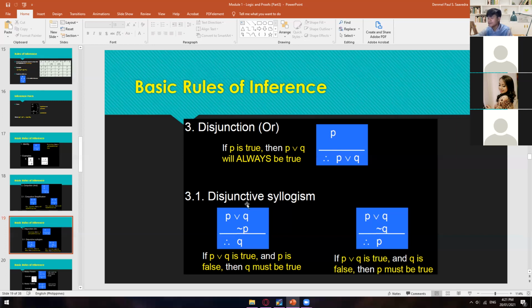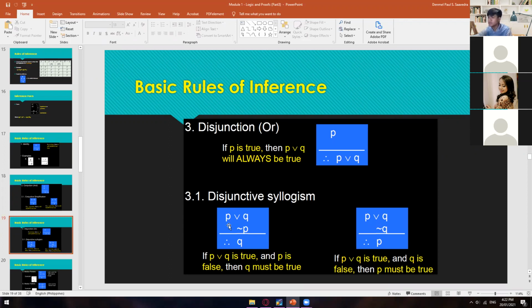So here are the other examples for disjunctive syllogism. We have here P or Q. Again, the value for P or Q is already true. So P is true, Q is true. And then there is another hypothesis that came out saying that our P from our first hypothesis is actually false. So again, in rules of inference, our result should always be true. So in here, we should put Q because we already know that P is actually false.